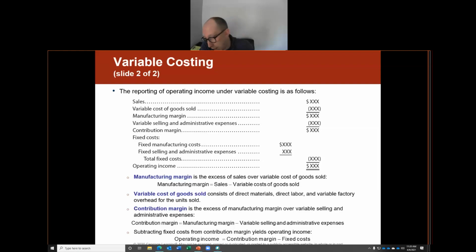Now you all remember contribution margin. That's where we have our sales price minus our variable cost. It gets us the contribution margin, minus our fixed costs. That'll be fixed manufacturing costs, fixed selling administrative, equals our operating income. And that is the structure of a variable cost operating income statement.